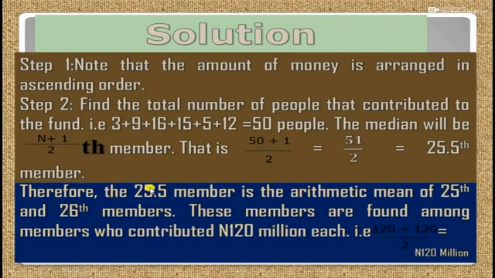And what was the contribution made by these people, the 26th member and 25th member? Of course, each of them contributed 120 million naira. So we have 120 million plus 120 million, all over 2. That will give us 240 million naira divided by 2, which gives us 120 million naira. It means that the median of this distribution is 120 million naira.